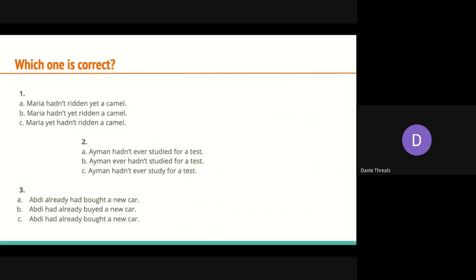All right, which one is correct? Maria hadn't ridden yet a camel. Maria hadn't yet ridden a camel. Maria yet hadn't ridden a camel. Which one? For letter A, B, or C?